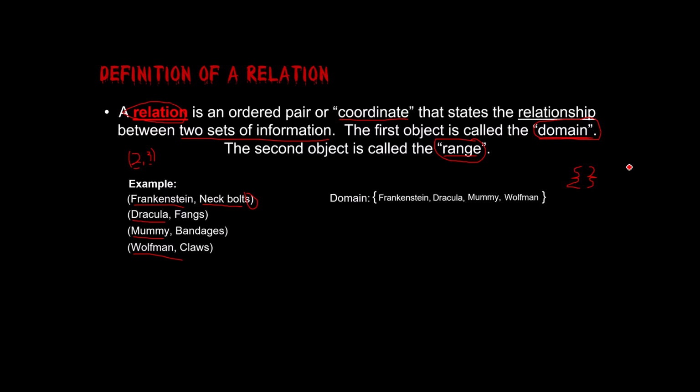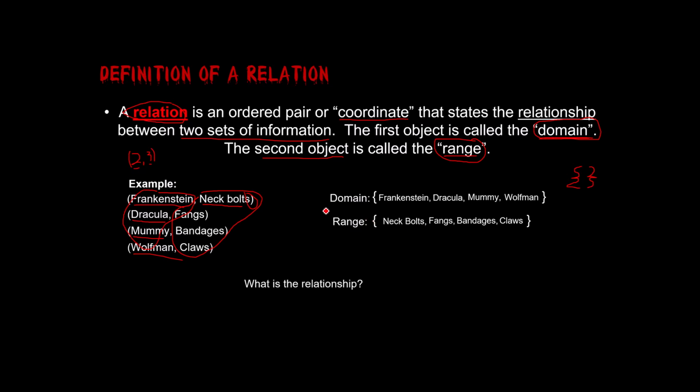Let's talk about the range. The range is the list of second objects, which we're going to do pretty much the same way we did the first objects. We're going to look down here and say, oh, well, it's neck bolts, fangs, bandages, and claws. The domain is just this first group of values. The range is this second group of values. And we just list those separated by commas and inside of braces.